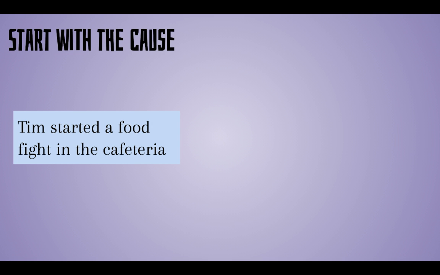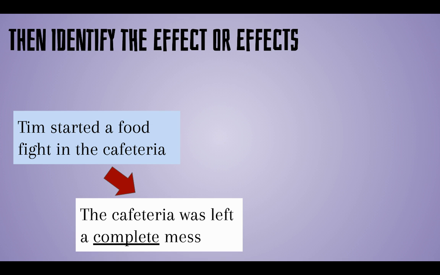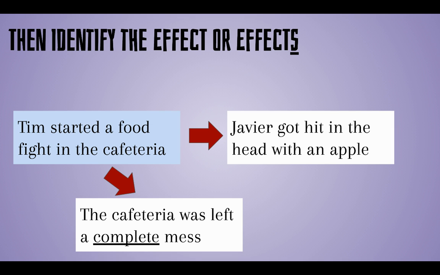First of all, starting with the cause. If we take a hypothetical situation, Tim started a food fight in the cafeteria. We next want to identify the effect or effects. So an effect of Tim starting a food fight in the cafeteria would be, logically, that the cafeteria was left a complete mess. However, notice that the title on the screen here says there's a possibility of effects with an S, meaning there's more than one. So there could be another effect as well, that Javier got hit in the head with an apple. It's completely unrelated to the first effect, but they were both caused by Tim starting a food fight in the cafeteria.